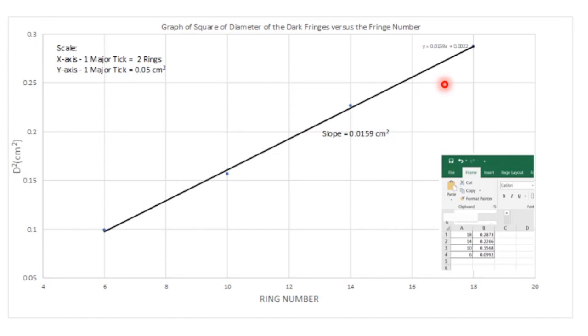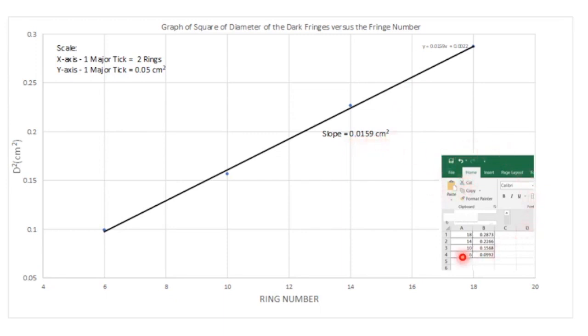Now you need to fit a trend line, and Microsoft Excel has a feature by which you can add a trend line to a given graph. This is also called a line of best fit. And once you have this line, you can also ask the software to write out the equation that describes this line. Now you notice that this equation is of the form y equal to mx plus c, where m is the slope of a line, and you can read off the slope of a line from this equation. So this slope is 0.0159 centimeters square.